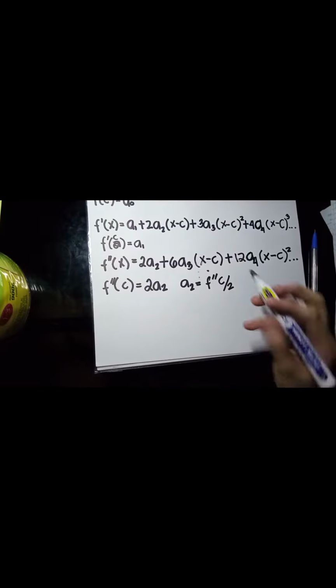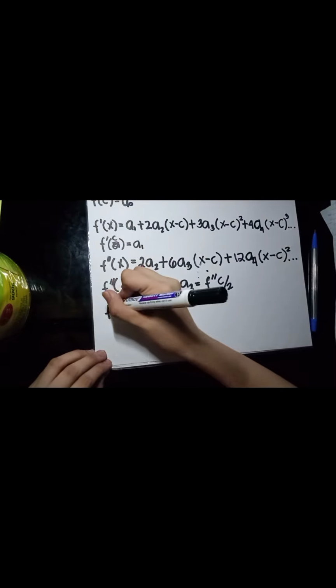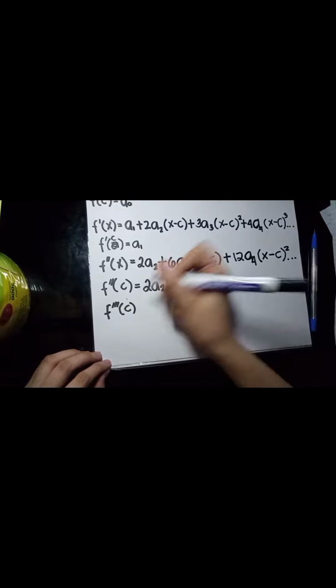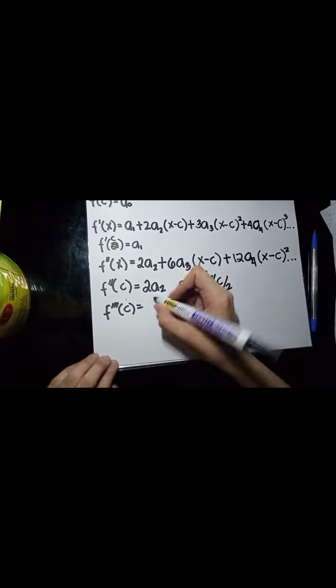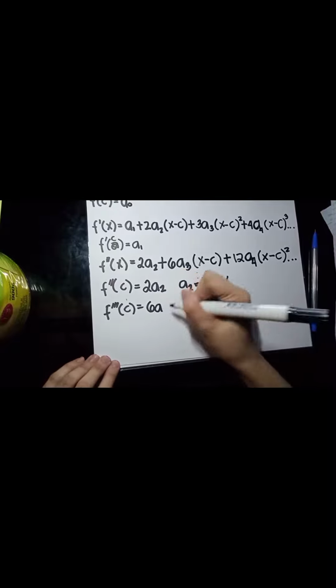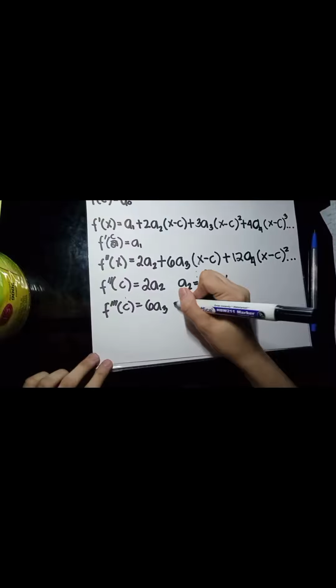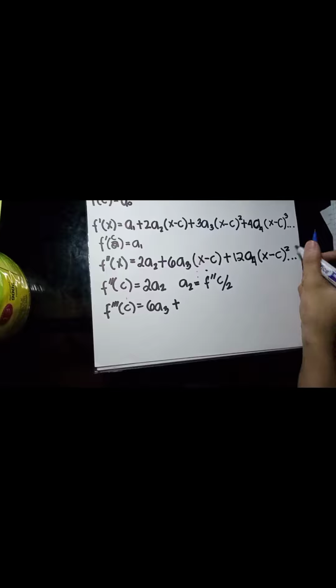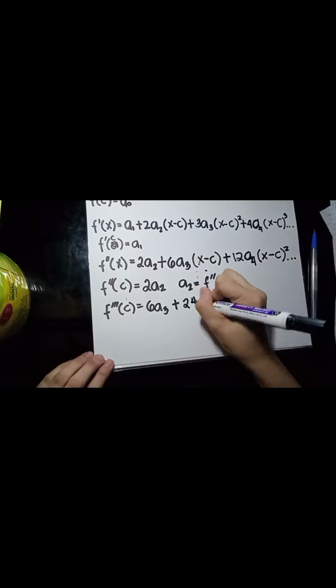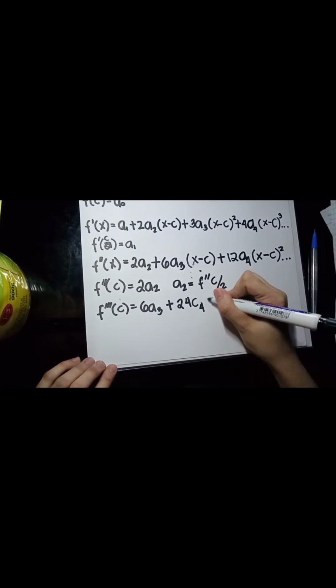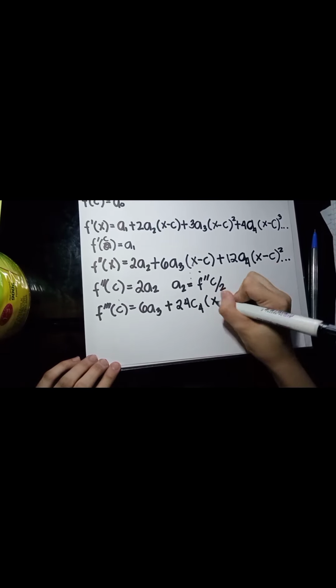So taking the third derivative and plugging in c will give us f triple prime of c equals 6a3 plus 12 times 2, which is 24a4, times the quantity of x minus c.